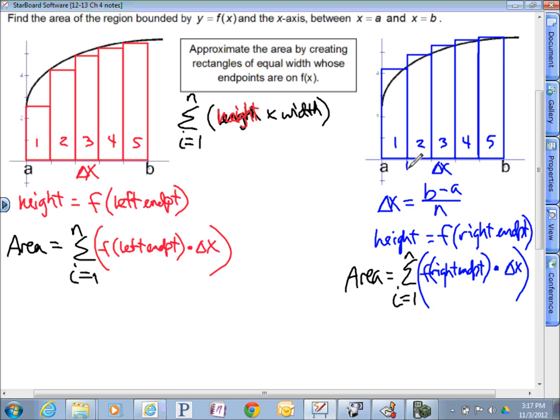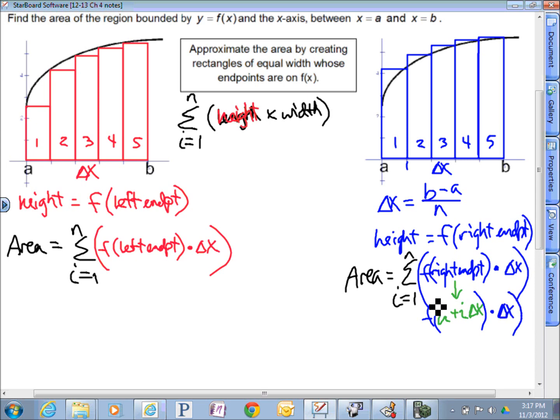it's going to be a little bit easier to deal with because the right endpoint is always going to start with a. What's a? a is your left bound, the lower bound, plus i, or a number of change in x's. a plus i times your change in x. So this is f of a plus i times change in x, times change in x.